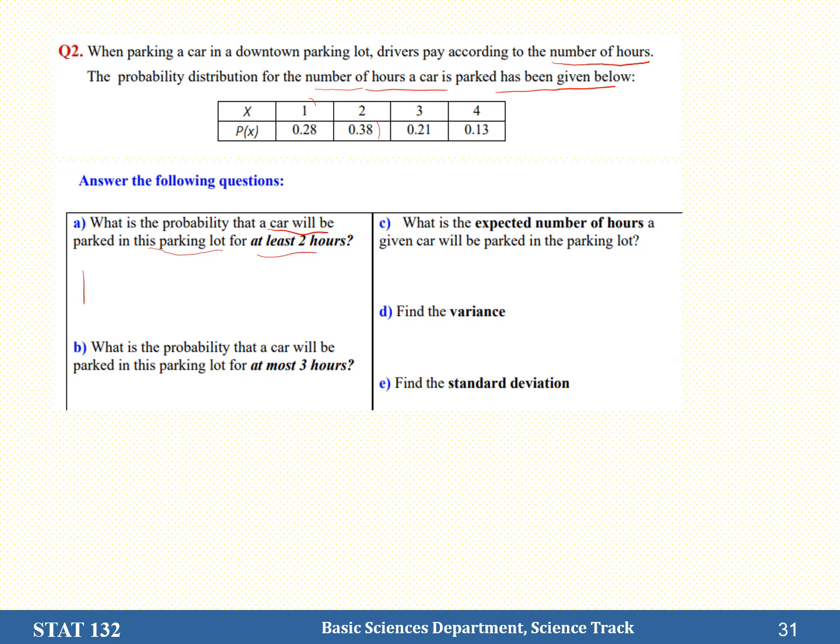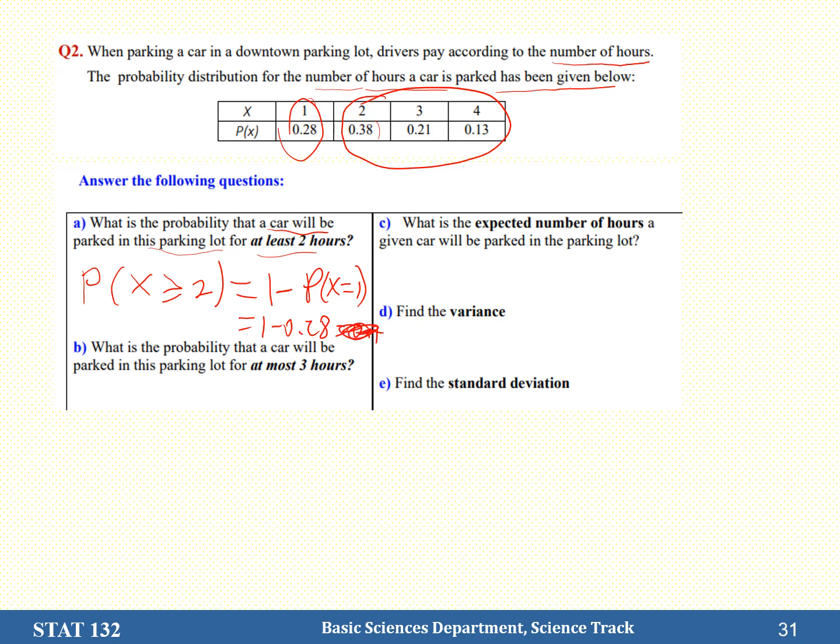What is the probability that a car will be parked in this parking lot for at least 2 hours? So it means the probability x is at least 2 hours, means x is bigger than or equal to 2. So in this case we have to add these, but instead of this we can subtract the probability of x equal to 1, so we can use the complement. So this will give you 1 minus 0.28, which is 0.72. So it will be 0.72.